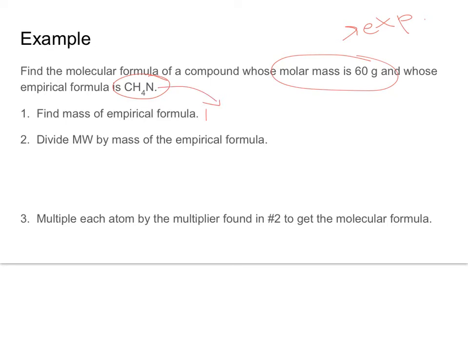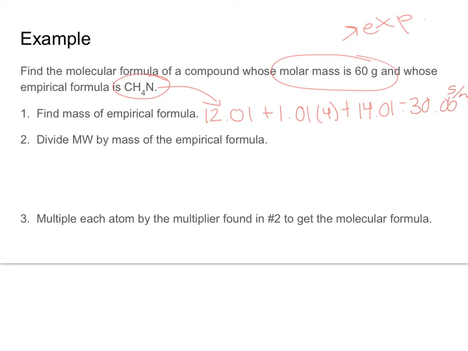CH4N. So to find the molar mass, we're going to take the molar mass of carbon, which is 12.01, plus the molar mass of hydrogen, which is 1.01, times 4, plus the molar mass of nitrogen, which is 14.01. When I add this all together, I end up with a molar mass of 30.06 grams per mole. Now that I have that, I am going to take the molar mass of the compound and divide it by the mass of our empirical formula.